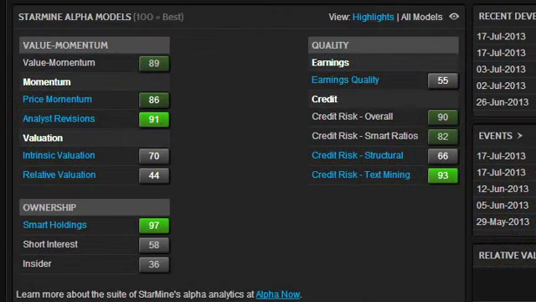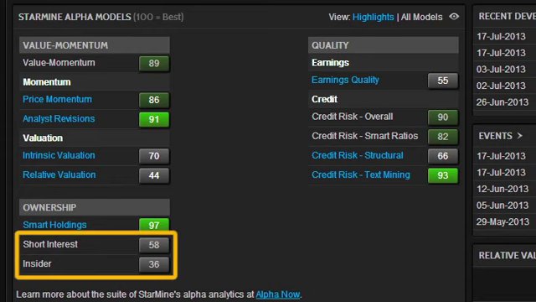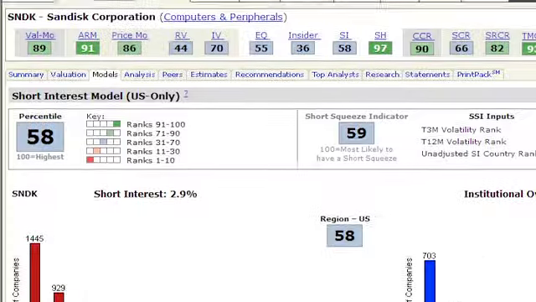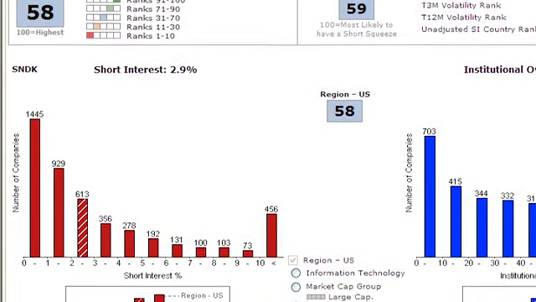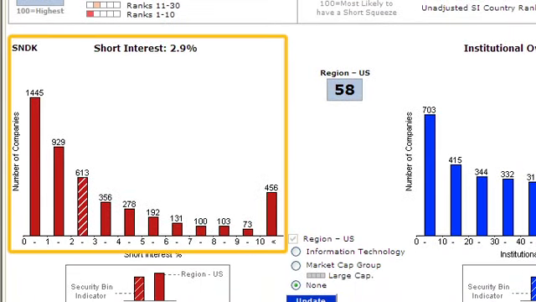We don't have detailed pages for our two US-only models in Eikon yet, but you can see the scores in the Models widget. The underlying detail pages are currently available in StarMine Professional and will show up in Eikon in a future release. Our short interest model is based on the observation that the most heavily shorted stocks do indeed tend to go down over time.